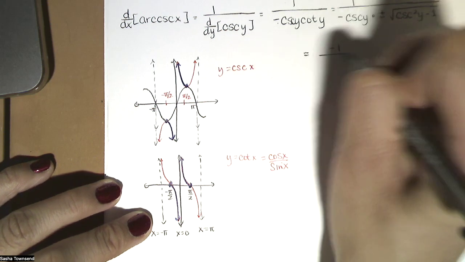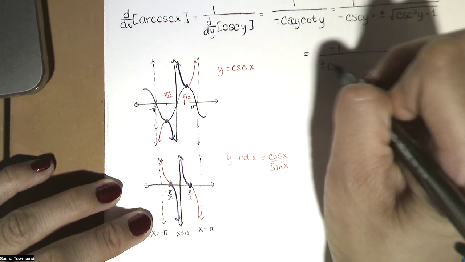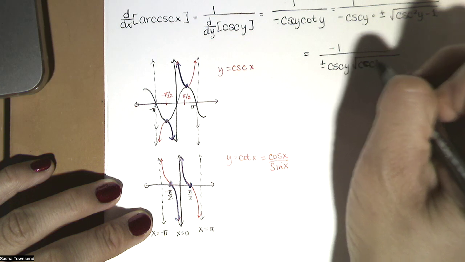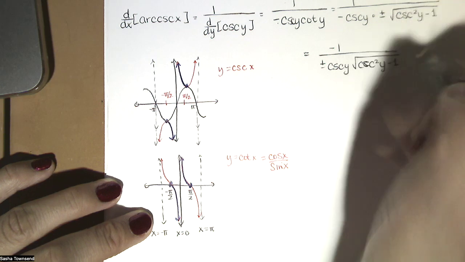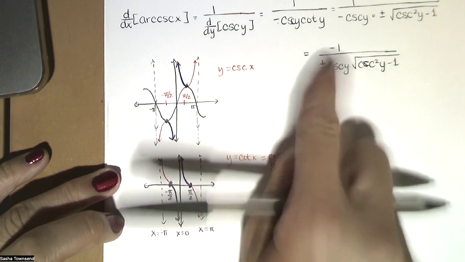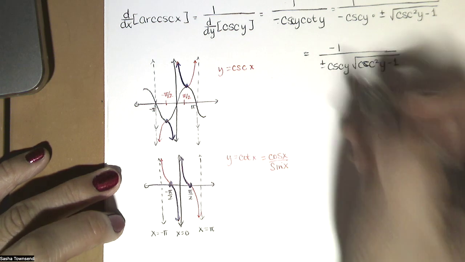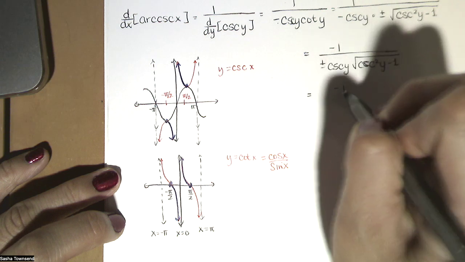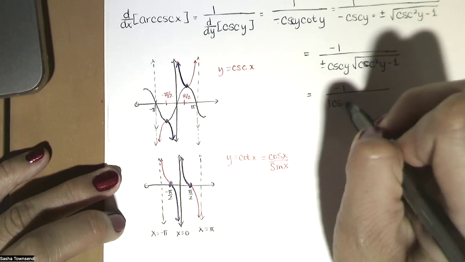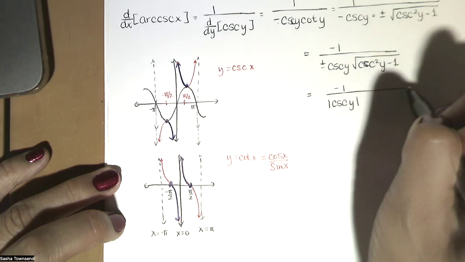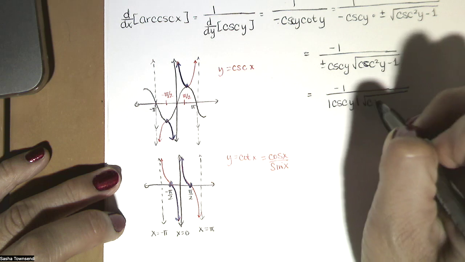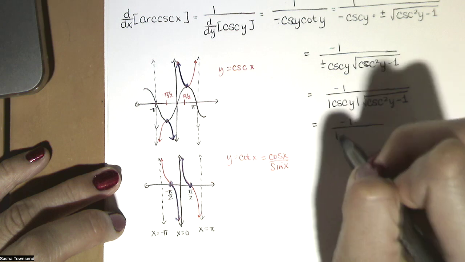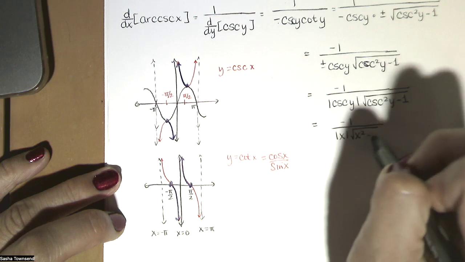That's going to give me negative 1 divided by plus or minus cosecant of y times the square root of cosecant squared y minus 1. Since the answer is supposed to be positive in the denominator, we factored that negative 1 out. We put it in the numerator. I'm going to take the absolute value of that. It's plus or minus cosecant of y is the same as the absolute value of cosecant of y. And cosecant of y equals x. This is negative 1 divided by the absolute value of x times the square root of x squared minus 1.